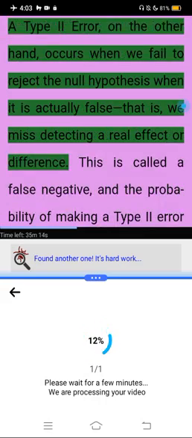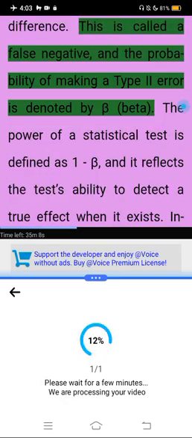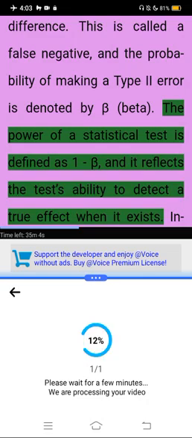or conservation biology. A type 2 error, on the other hand, occurs when we fail to reject the null hypothesis when it is actually false, that is, we miss detecting a real effect or difference. This is called a false negative, and the probability of making a type 2 error is denoted by beta, β. The power of a statistical test is defined as 1 − β, and it reflects the test's ability to detect a true effect when it exists.